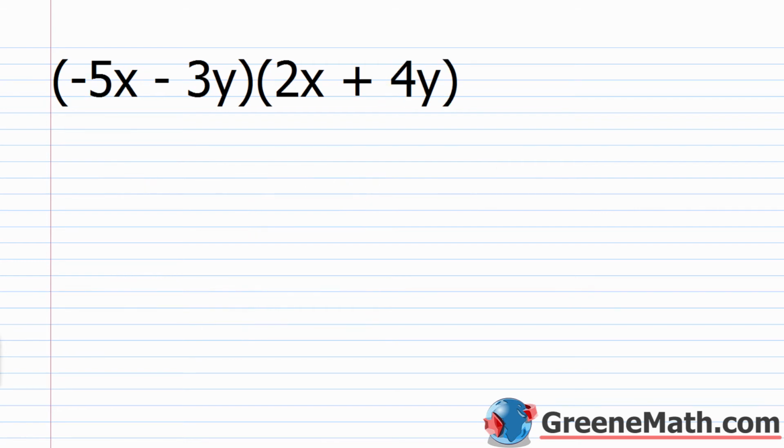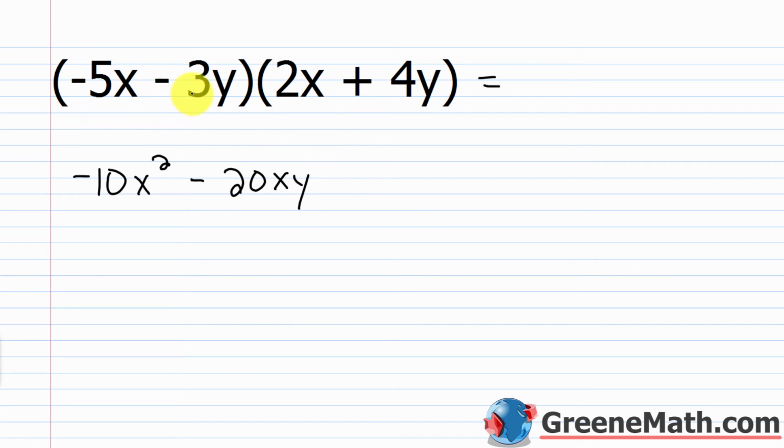All right, let's take a look at -5x minus 3y times 2x plus 4y. So my first terms, -5x times 2x. -5 times 2 is -10. X times x is x squared. My outer terms, -5x times 4y. That's -20xy.